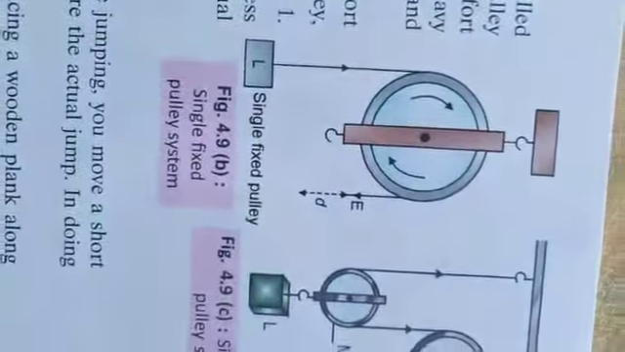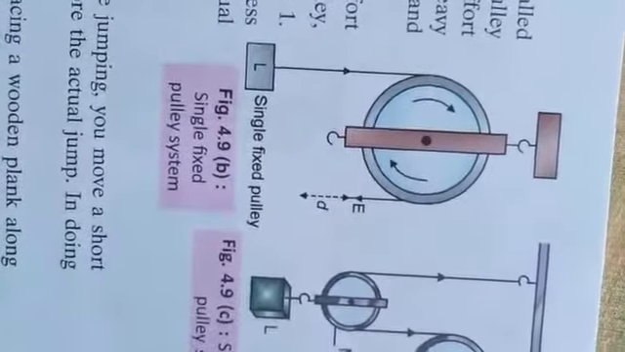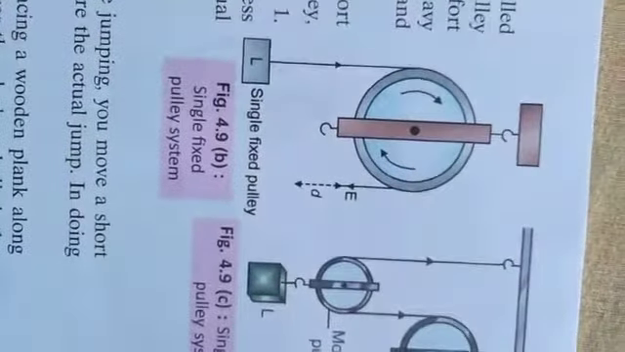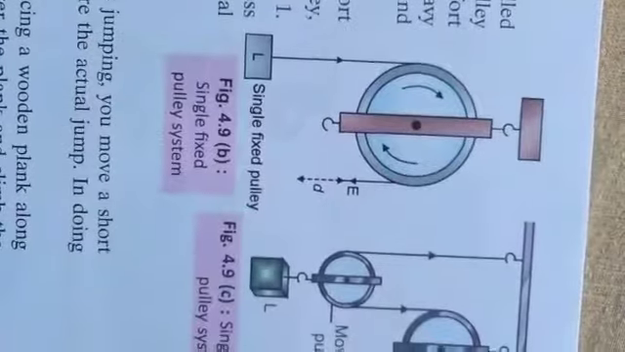And notice that both the load L and effort E act downwards in this case. On pulling the string downwards by the effort, the pulley rotates and the load moves up in this case, right? So now what is a single movable pulley system? A pulley whose axis of rotation is movable is called a movable pulley. A combination of two pulleys is actually a single movable pulley system. This is a single movable pulley system.